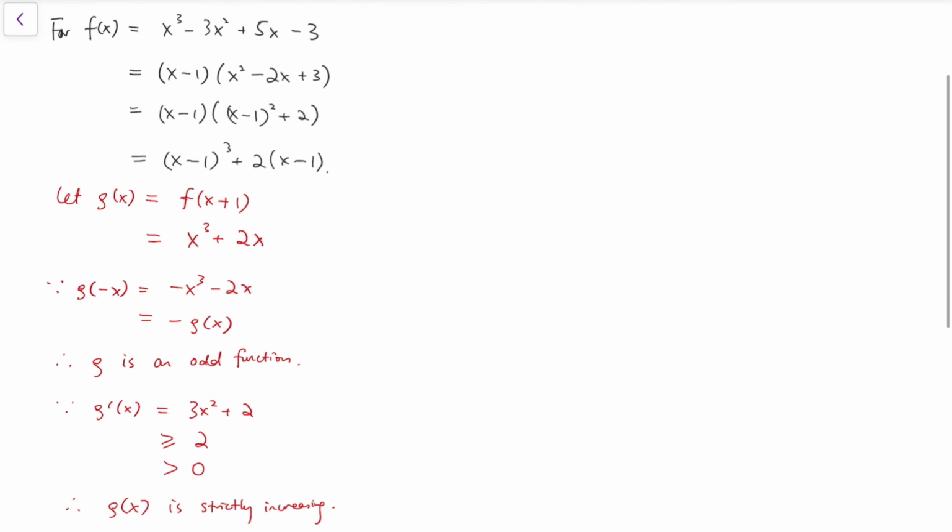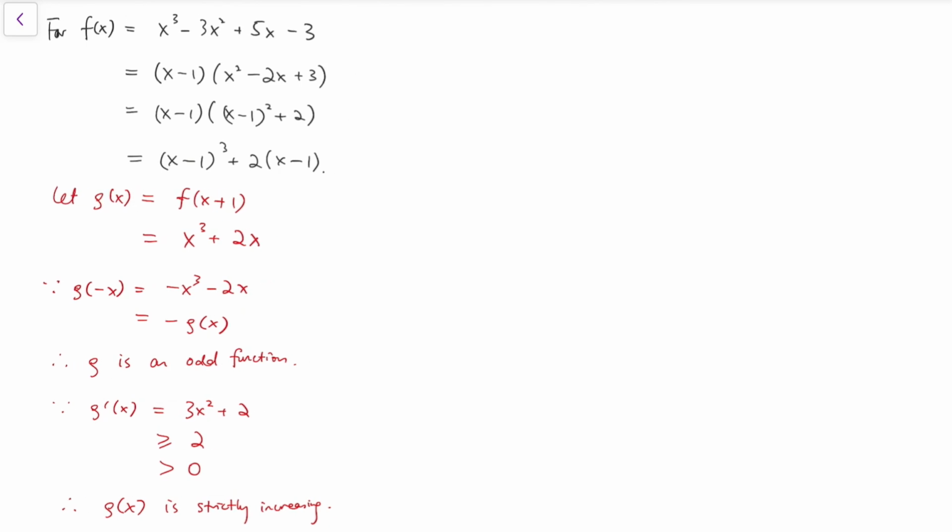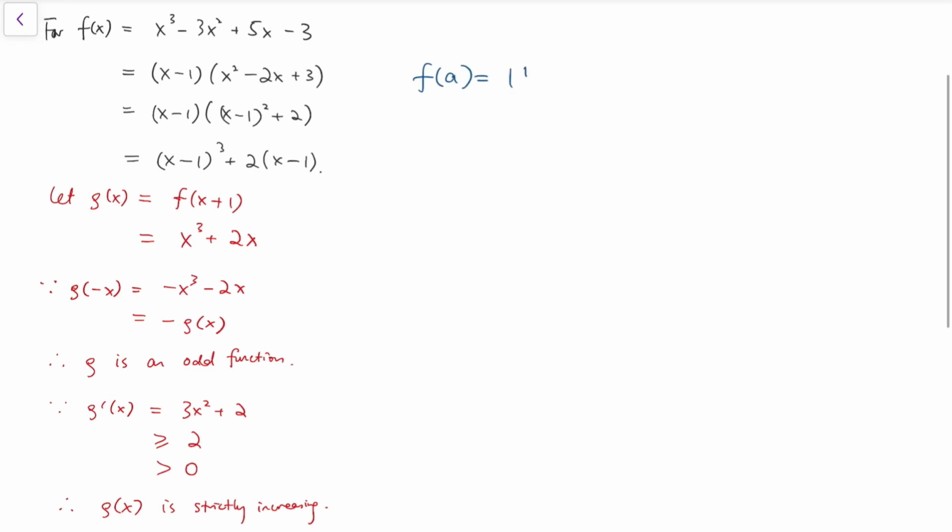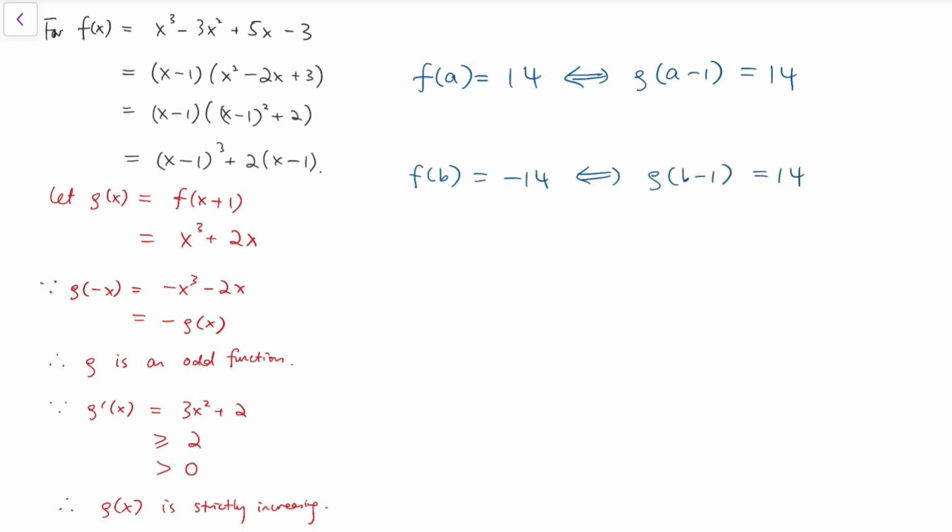With these properties, we can go back to our given equations, which are f of a equals 14 and f of b equals minus 14. From the first one, we can rewrite that as g of a minus 1 is equal to 14. And for the second one, we can rewrite that as g of b minus 1 equals minus 14.